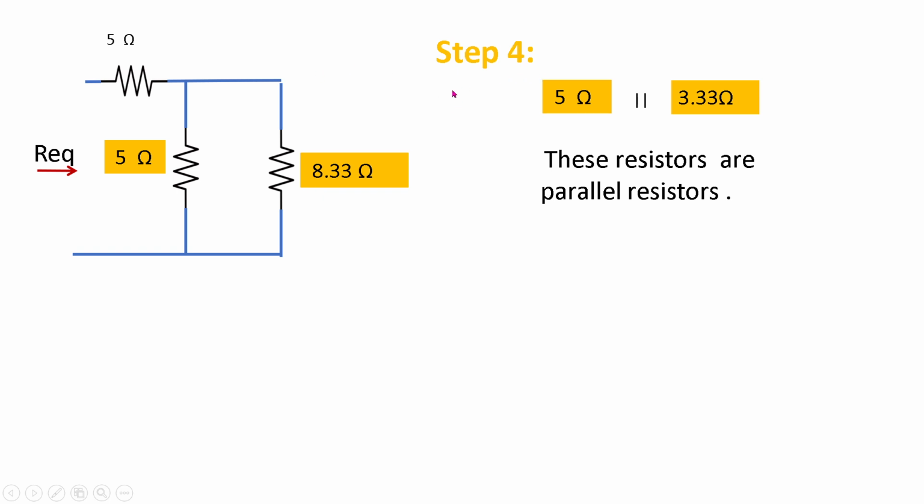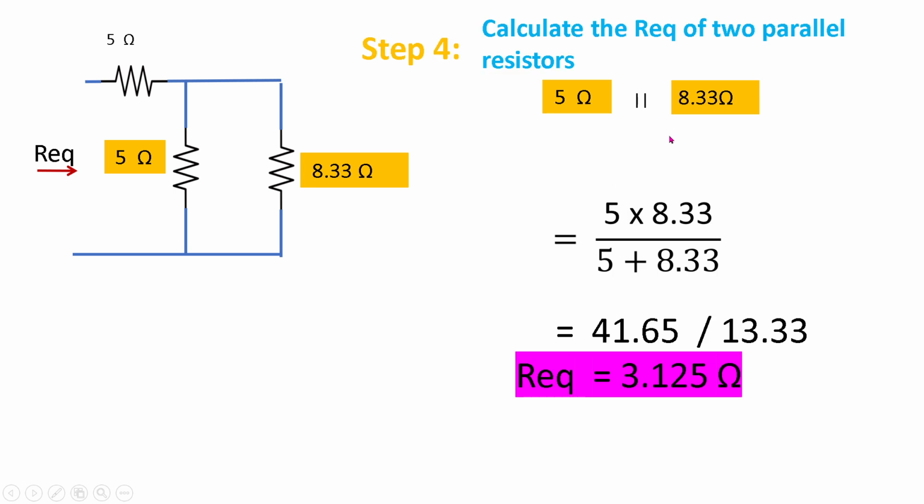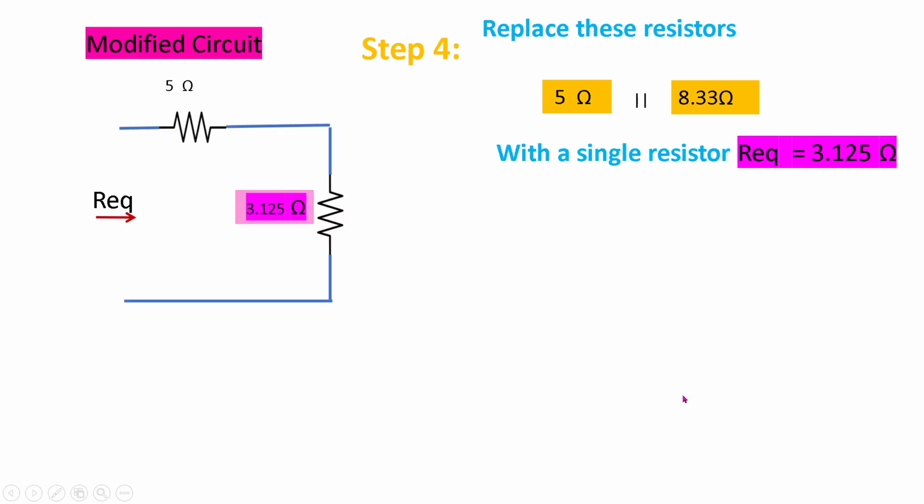In step 4, we are going to find the equivalent value of these two parallel resistors. So how do we calculate the equivalent value? It is the product of these two values divided by the sum of these two values. So it is 41.65 divided by 13.33. So its equivalent value is 3.125 ohm. So now we replace these two by the single resistor value of 3.125. Now in this modified circuit we have only 2 resistors.